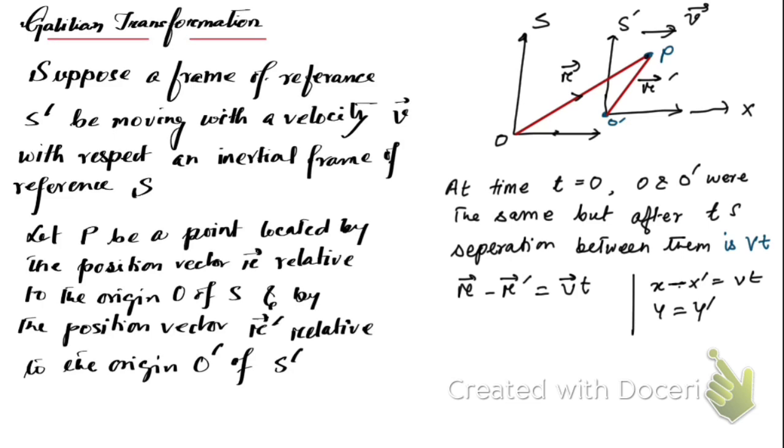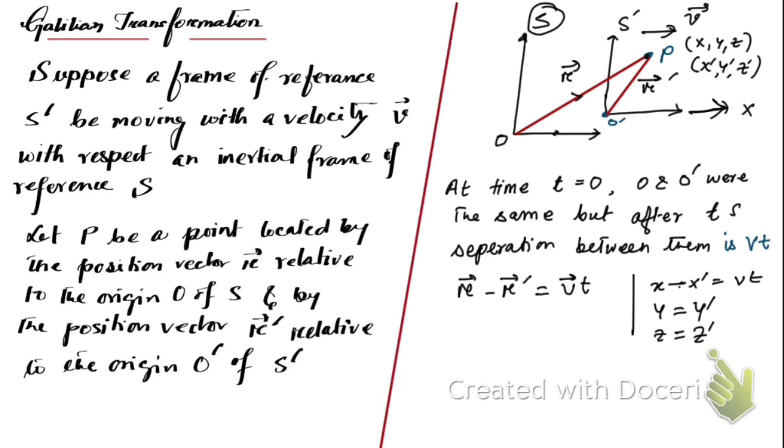If the position with respect to S is x, y, z, and the coordinates of P with respect to S dash are x dash, y dash and z dash, then y dash remains the same, z dash remains the same, but only the x coordinate changes because it is moving along the x-axis. Instead of writing all these three equations, I have represented them in vector form.